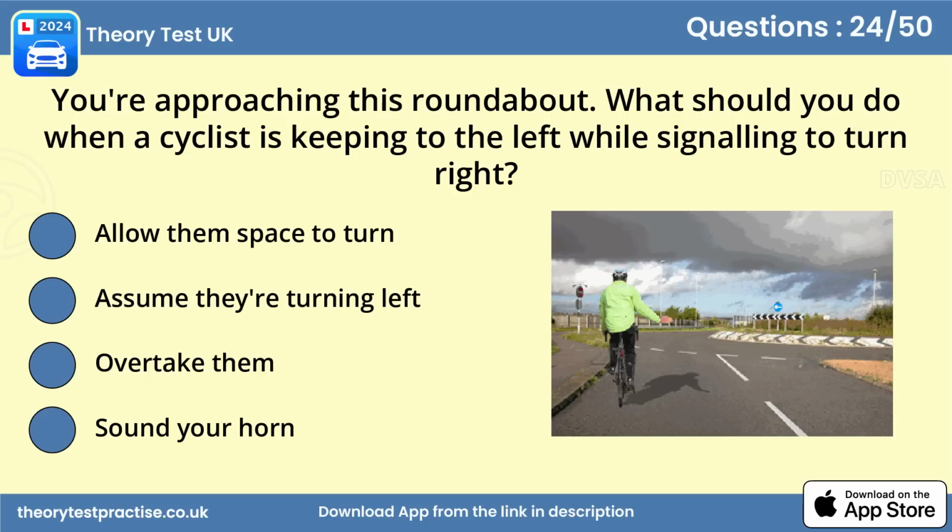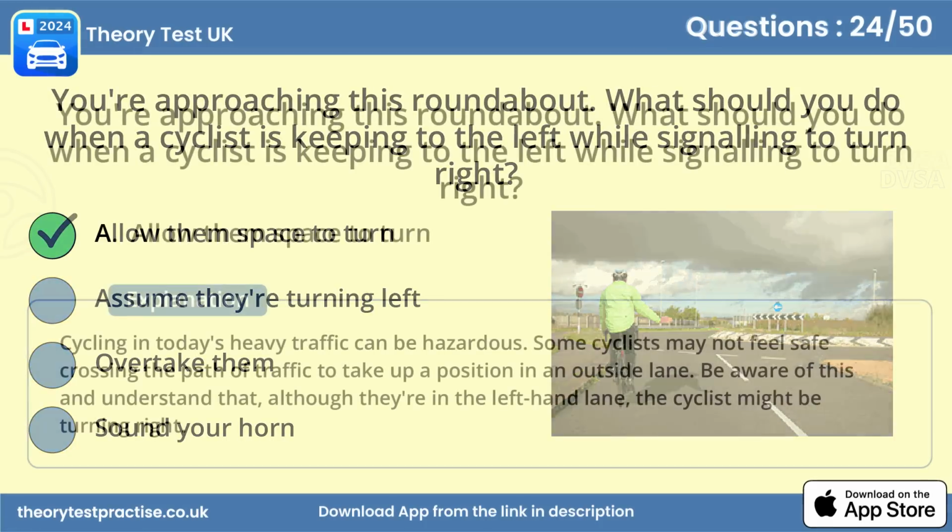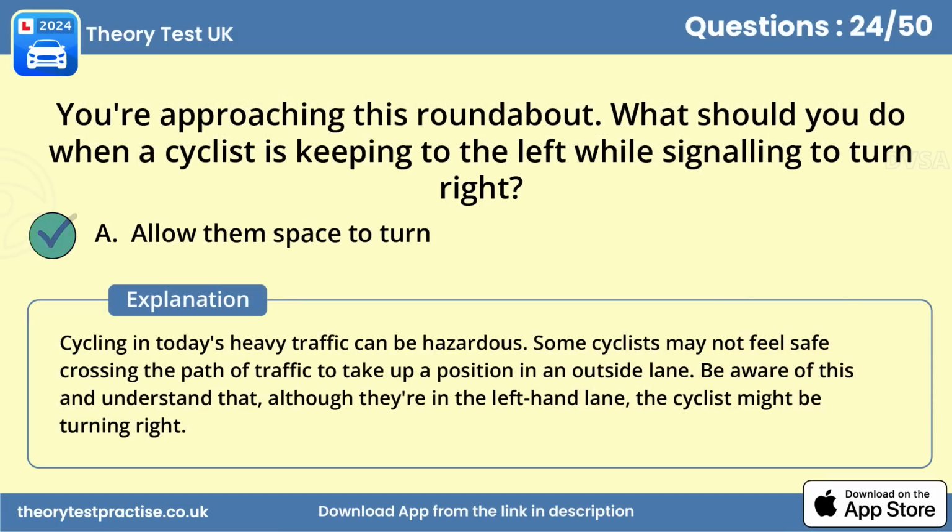Question 24. You're approaching this roundabout. What should you do when a cyclist is keeping to the left while signaling to turn right? A. Allow them space to turn. Cycling in today's heavy traffic can be hazardous. Some cyclists may not feel safe crossing the path of traffic to take up a position in an outside lane. Be aware of this and understand that, although they're in the left-hand lane, the cyclist might be turning right.